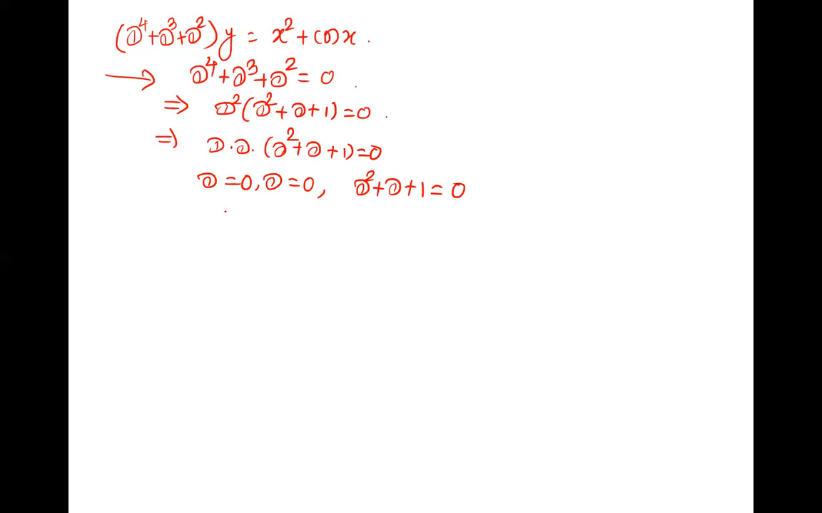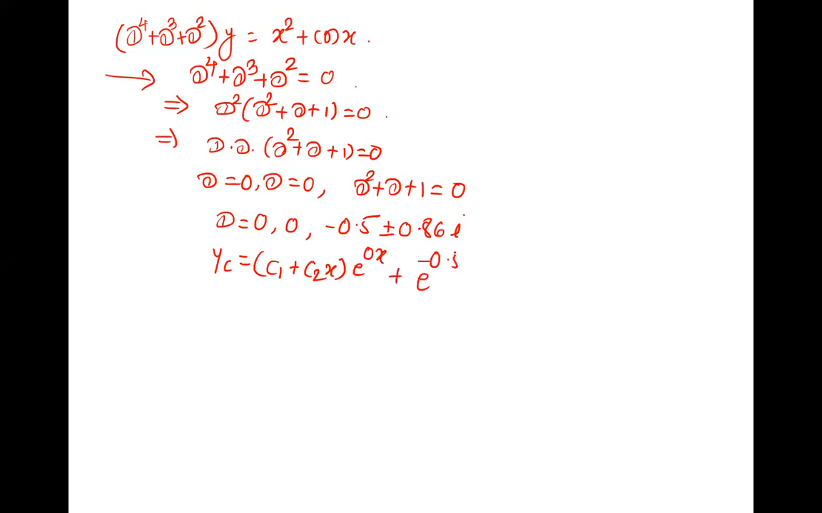I guess you have solved this. Tell me the roots, please. d is equal to minus 0.5 plus or minus 0.86i. Correct. Okay, these are the roots. So I see you have written these two are real and repeated. So c1 plus c2x into e raised to 0x, plus this imaginary part, e raised to minus 0.5x in brackets c3 cos 0.86x plus c4 sin 0.86x. Is it correct? Yes. Now we go to YP.